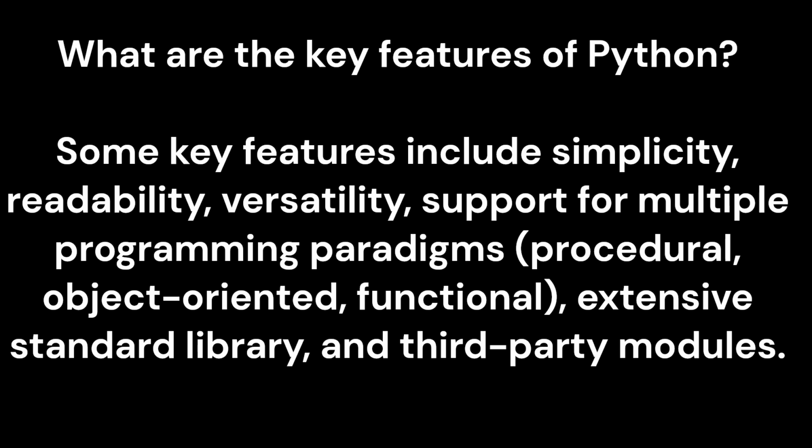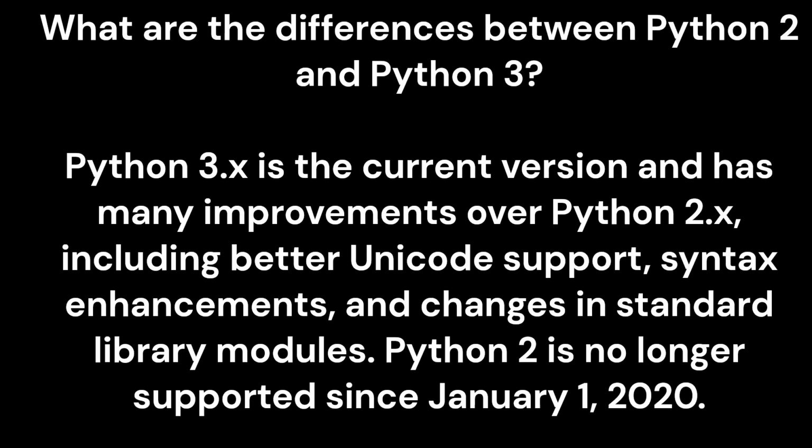Some key features include simplicity, readability, versatility, support for multiple programming paradigms (procedural, object-oriented, functional), an extensive standard library, and third-party modules. What are the differences between Python 2 and Python 3?